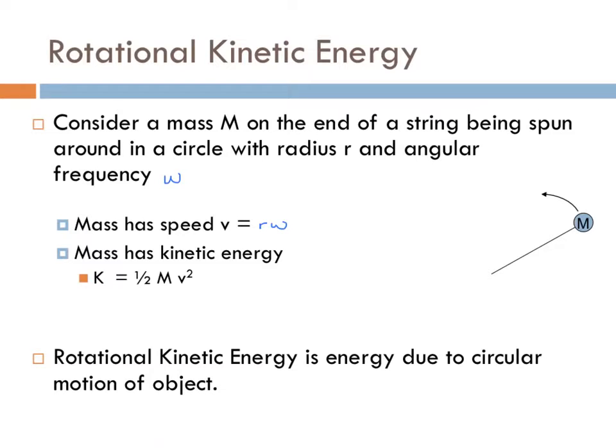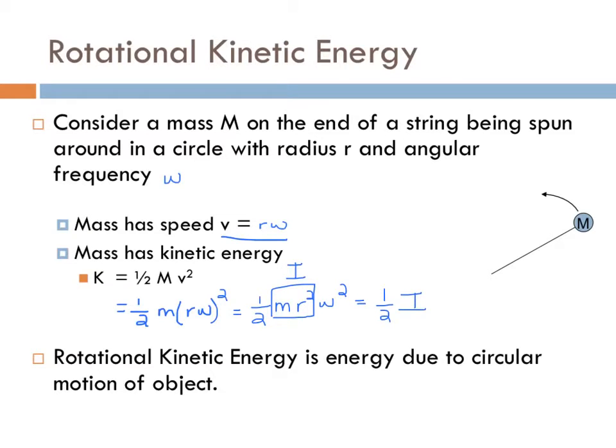So if we know its kinetic energy is 1/2 mv squared, we can actually rewrite this equation because v, our linear velocity or tangential velocity, is equal to r omega. So we can replace v with r omega, and this becomes r omega squared. Well, if you notice, this becomes r squared omega squared. This right here is moment of inertia. So rotational kinetic energy is 1/2 times moment of inertia times omega squared.